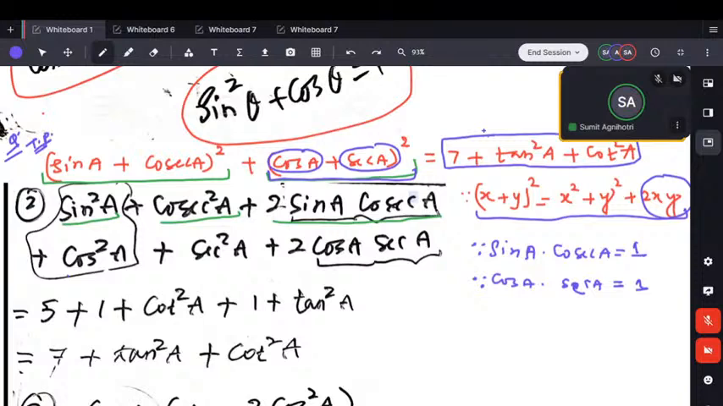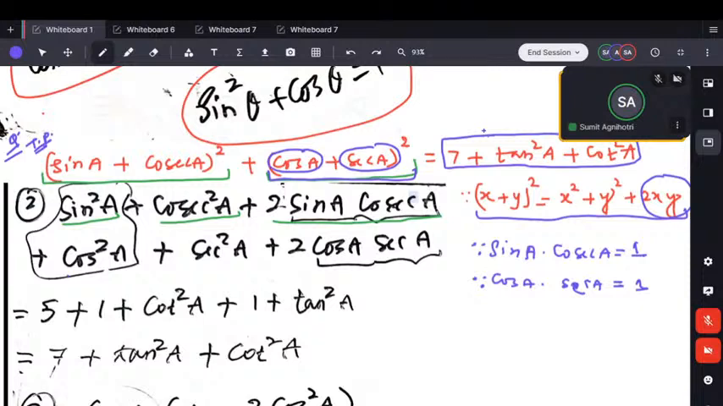Now, what I have is, this is going to give you 2 plus 2, 4 plus 1, 5, that is written here. Now, in the place of cosec square A, we can write 1 plus cot square A. And the same thing is written here, in the place of cosec square A, 1 plus cot square A. And similarly, in the place of sec square A, we can write 1 plus tan square A.